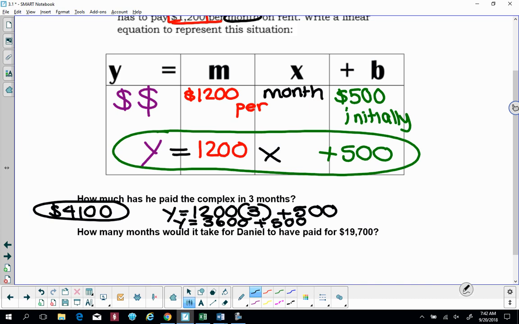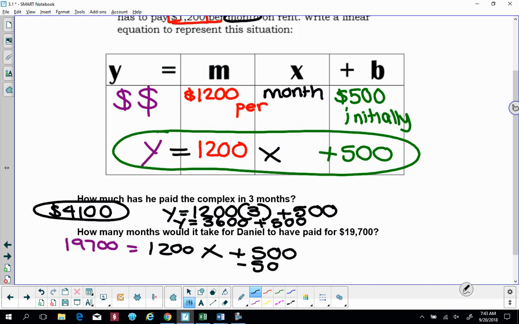Okay. The next one is how many months. So we know we're trying to find our months, so we know we're trying to find X. How many months would it take for Daniel to have paid 19,700? So what am I plugging 19,700 in for? Y. Because that's my money, right? And so do you guys kind of see why we started off and harped on evaluating functions and those equations? Because it has to do with the rest of your unit or the rest of your year, basically. So how do we get X by itself here?